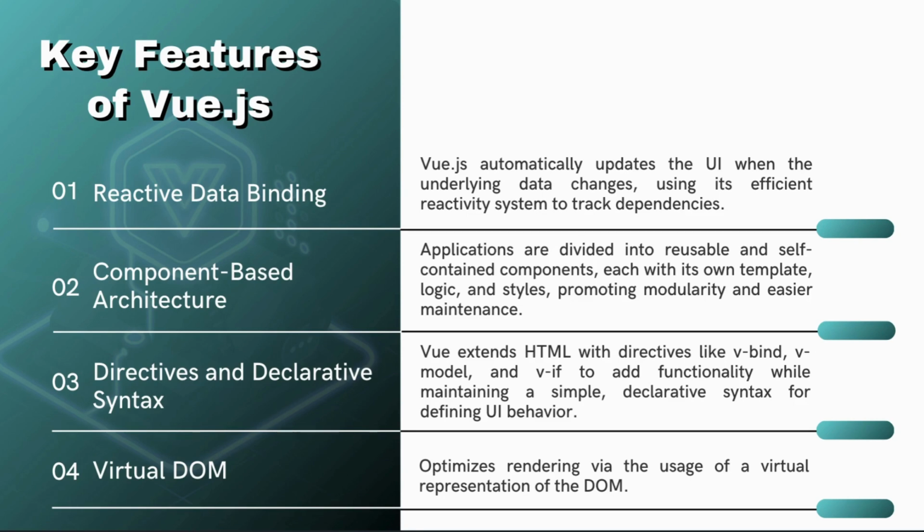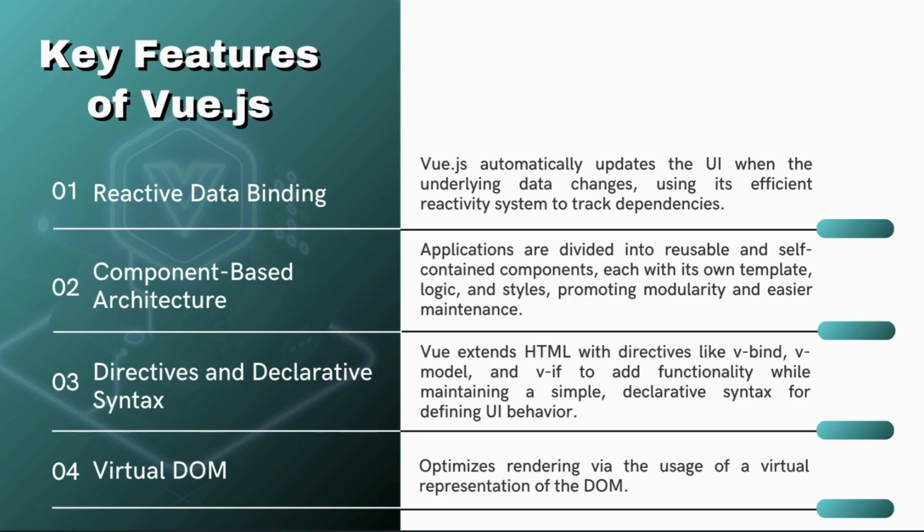Next is component-based architecture. Vue.js utilizes a component-based architecture where applications are built using reusable and self-contained components. Each component has its own template, logic, and styles, making it easier to manage, scale, and maintain the application. This modular approach encourages reusability and better separation of concerns.